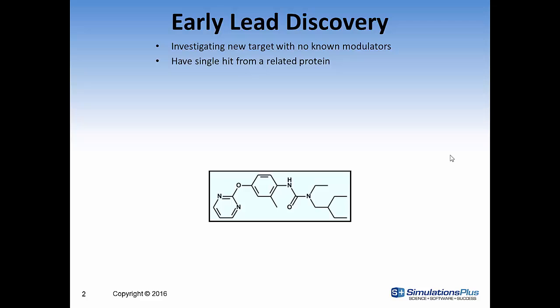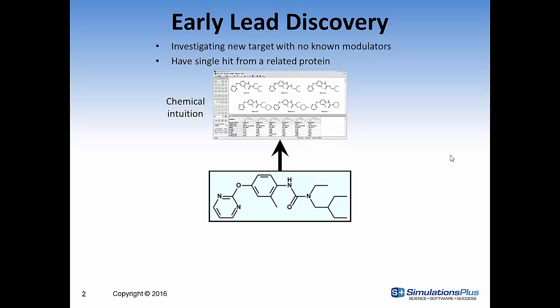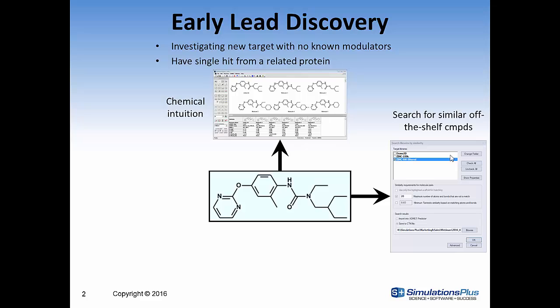Here's an example of a hit, and I just extracted this randomly from the ZINC database. So the first thing you might want to do is take this molecule into MedChem Studio and sketch some ideas around it, generating some analogues. You also might want to analyze a few of the initial ADMET properties of the compound.